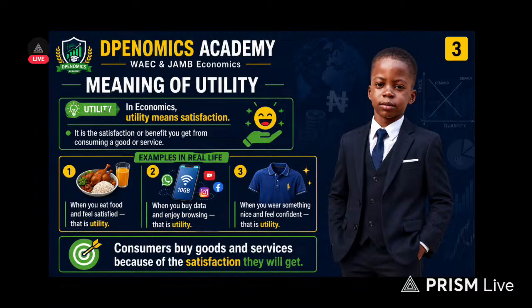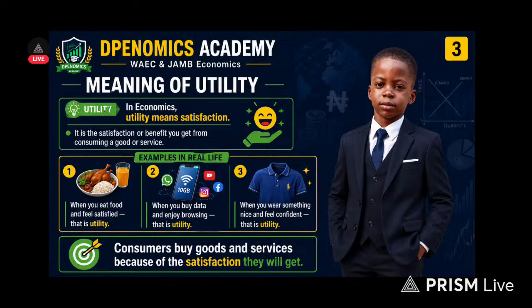To make this simple, imagine when you eat food and feel satisfied, that is utility. When you buy data and enjoy browsing, that is utility. When you wear something nice and feel comfortable or feel confident, that is utility. So remember this: consumers buy goods and services because of the satisfaction they will get. So we can say utility is the satisfaction derived from the consumption of goods or services.